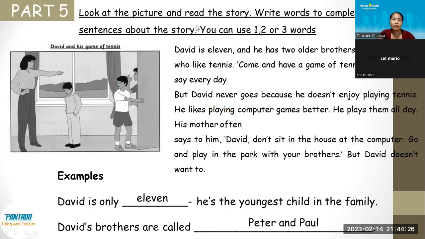Go. Look at the picture and read the story. Write words to complete the sentences about the story. You can use one, two, or three words. Go, read it. There are only Evan and his two younger brothers in the family, called Peter and Paul. Okay, just continue here. Please read.